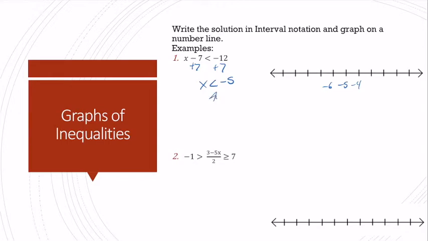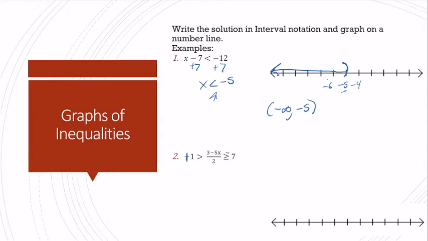I know my endpoint is not included, so it's going to be a parenthesis. I have that x is less than negative 5. Well, negative 6 is less than negative 5, so I'm going to highlight to the left. So my solution would go from negative infinity to negative 5, parentheses.